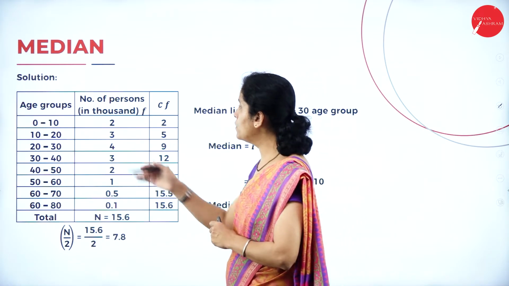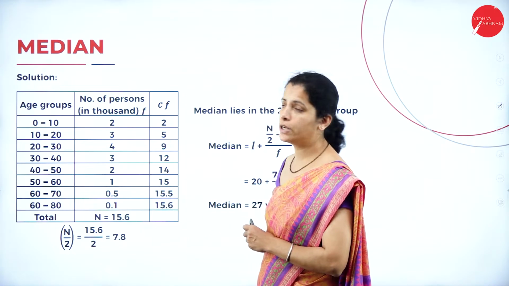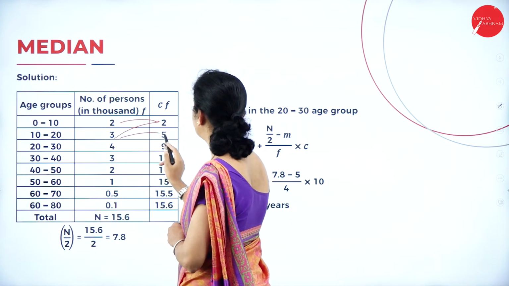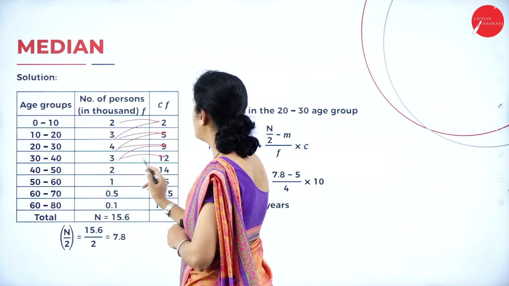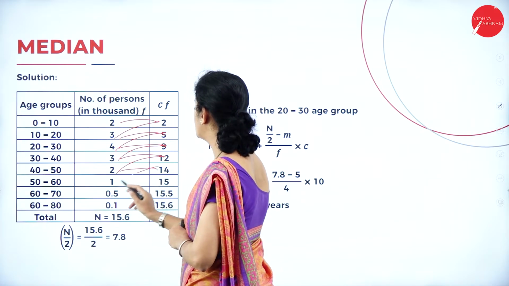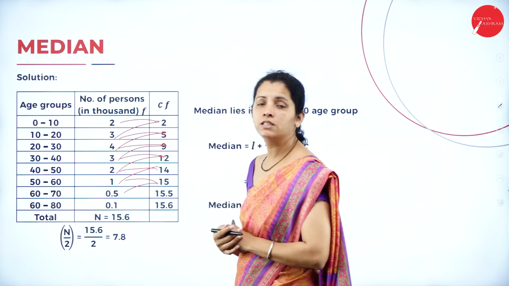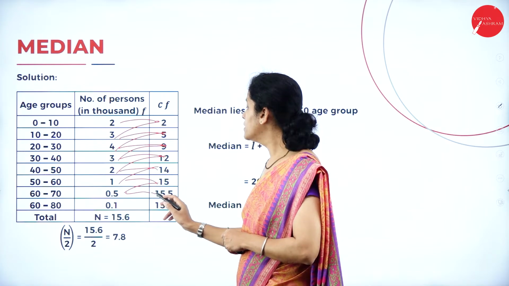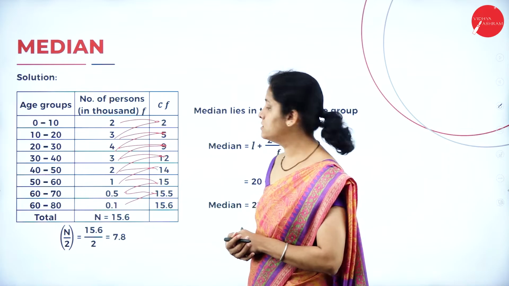Now, see here, I'm going to construct the table. At the same time, I'm going to find the cumulative frequency. So, it is 2. 2 plus 3, it is 5. 5 plus 4, it is 9. 9 plus 3, it is 12. 12 plus 2, it is 14. 14 plus 1, it is 15. 15 plus 0.5, it is 15.5. And 15.5 plus 0.1 is 15.6.